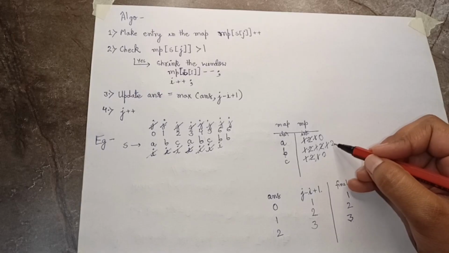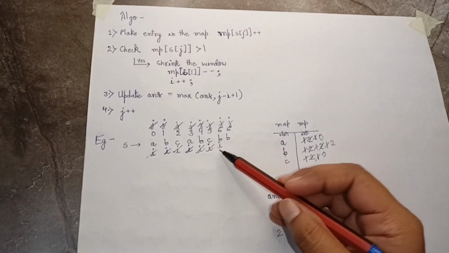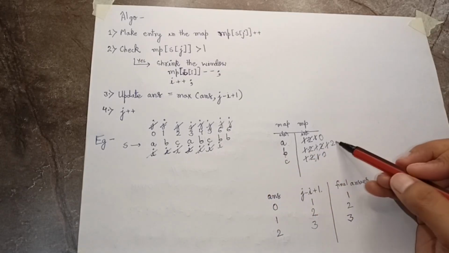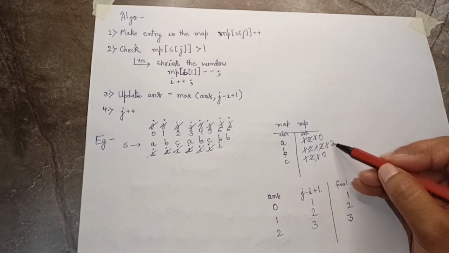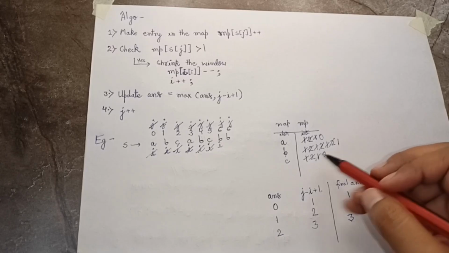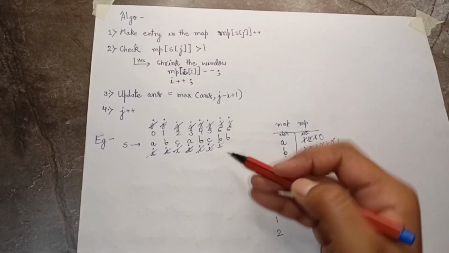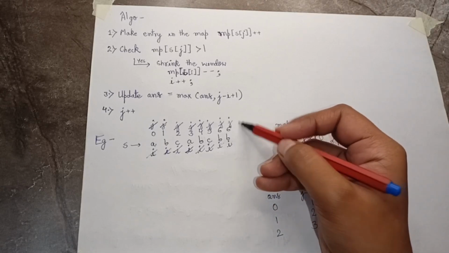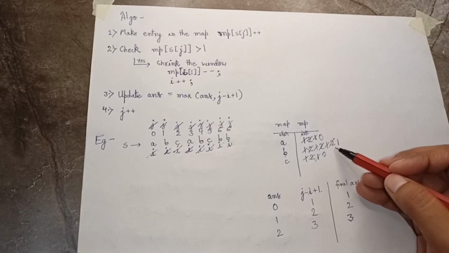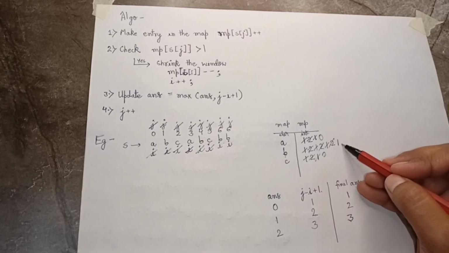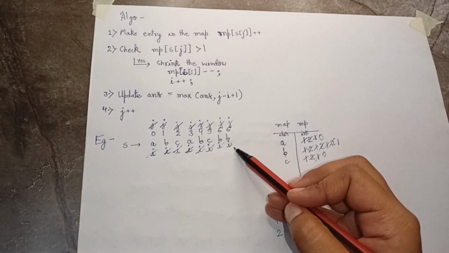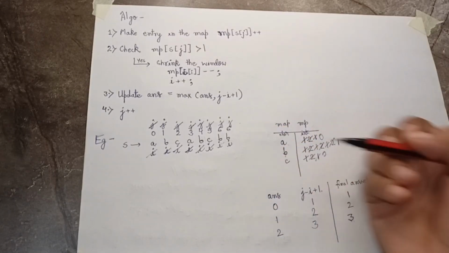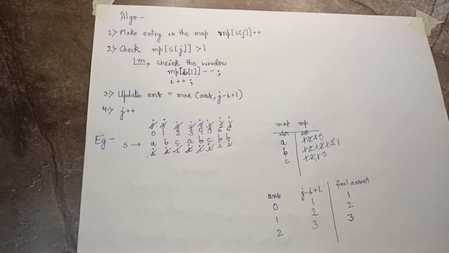So again, what we'll do, we'll shrink the window through I, MP of S of I minus minus, that is B minus minus, that is 1 here. So I moves forward, and here again we'll check if MP of S of J is greater than 1. No, it's not greater than 1. Then for the next iteration, J will be equal to the size, so the loop won't work here.